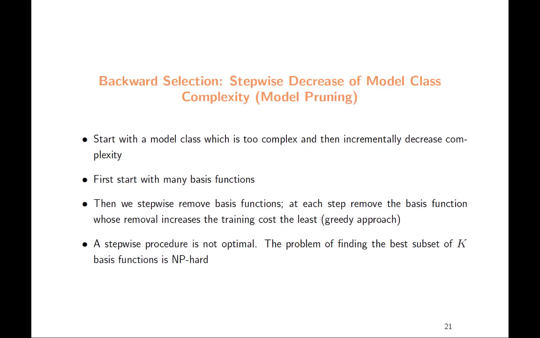You can also do the other way. You start with a model which is too complex, and then incrementally decrease complexity. You first start with many basis functions, then you stepwise remove basis functions. At each step, you remove the one which increases the training cost the least, because of course, if you have a lot of them, you have the smallest training error, and if you remove some, training cost increases. So it's also a greedy approach.